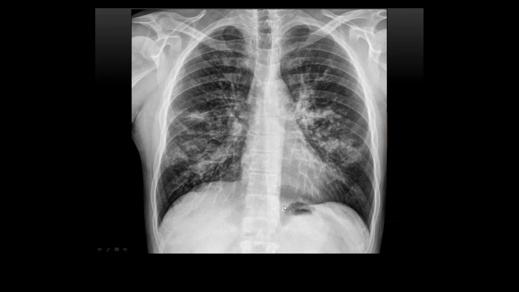So the reason I put this one in was just to show you that you can have pathologies that mimic each other. So it can be really difficult in some cases. If you get a chest X-ray that doesn't really match your clinical suspicion, you've got to treat your clinical suspicion rather than the chest X-ray.